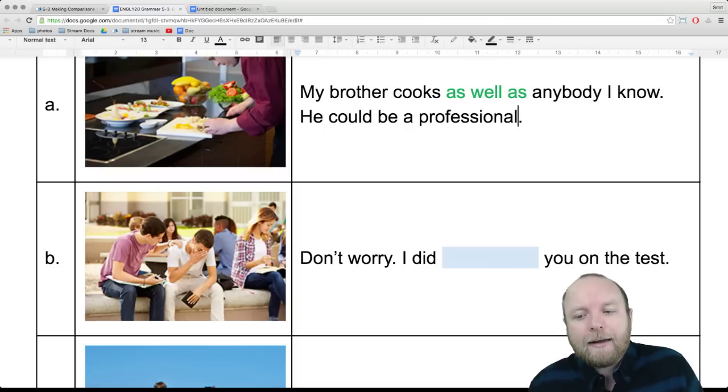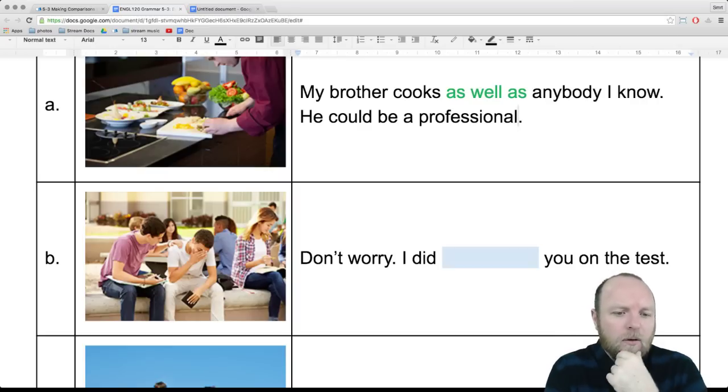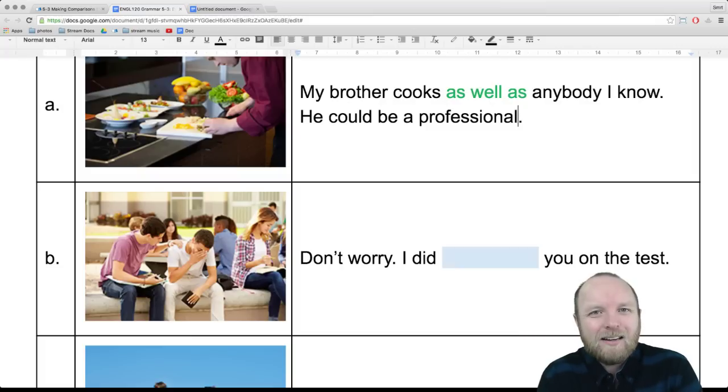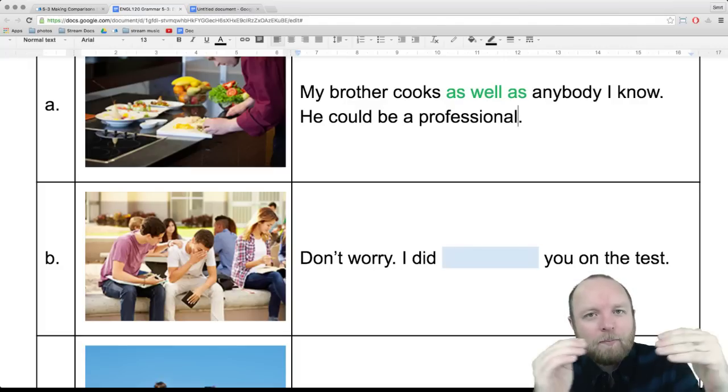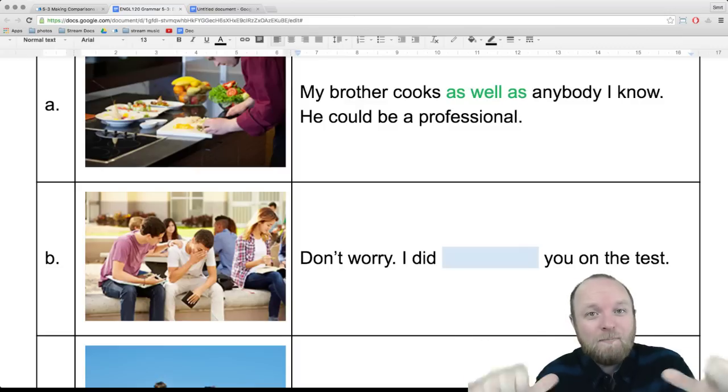I did as what? What can we say? Look at the photo. The guy, is he happy? No. So maybe bad, right? But bad is an adjective. Did is a normal verb. So we should say, I did as what as? What's an adverb for bad? Badly. Usually just add ly. So I did as badly as you on the test. You, me, same. Test, bad.